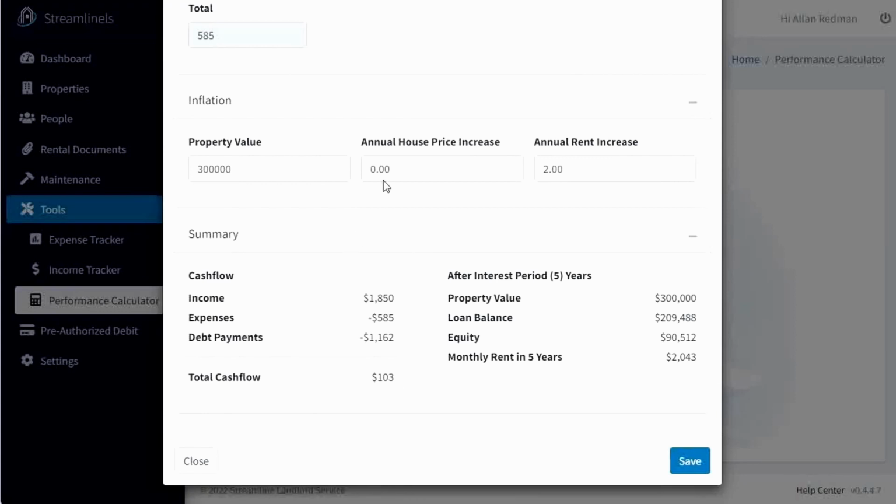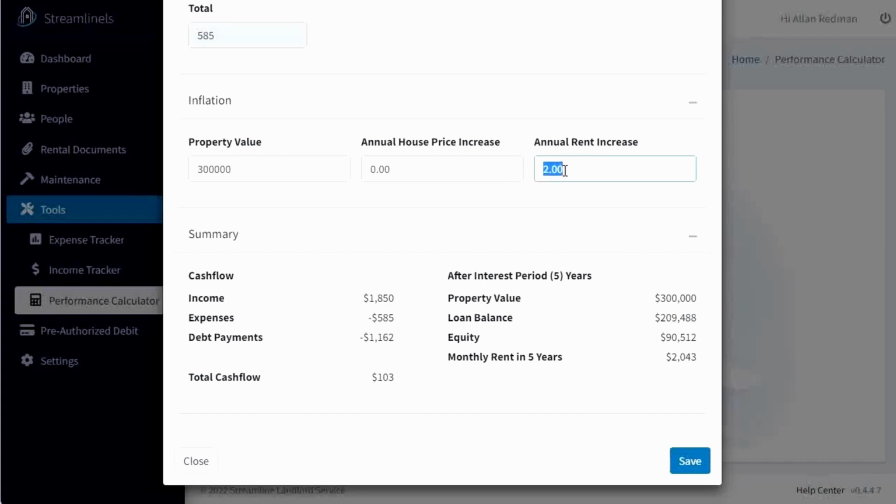Now, what this box here is, we also wanted to factor in inflation, right? Because as we know, inflation happens. We're all feeling it in the economy right now, and it's just a reality we have to deal with. So one thing we can say is, all right, our property value is currently $300,000. In Manitoba at least, we can do an annual rent increase of about 2%. So the monthly rent in 5 years, after the interest period, is going to be $2,043.